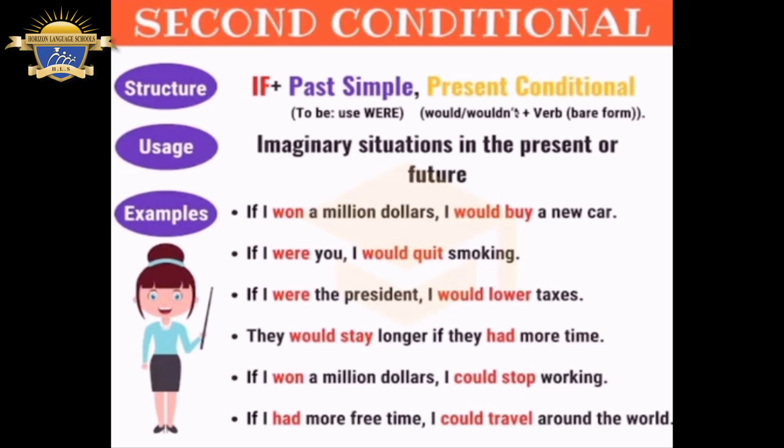If I won $1 million, I would buy a new car. So now I don't have $1 million, so I couldn't buy a new car. But if I won $1 million, I would buy a new car. This is an imaginary situation.